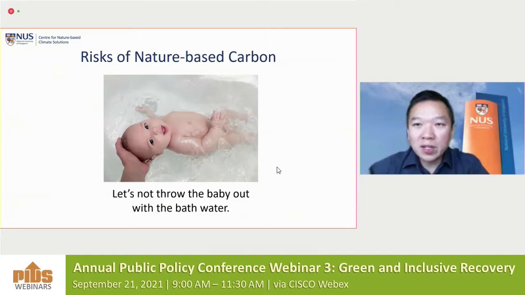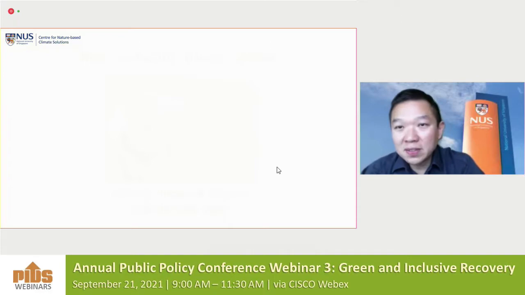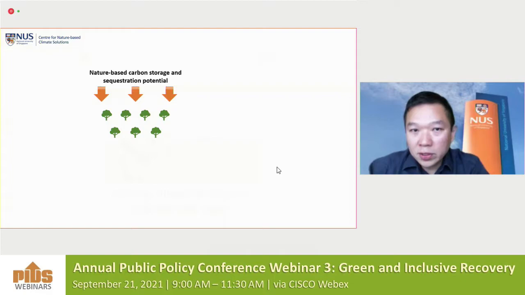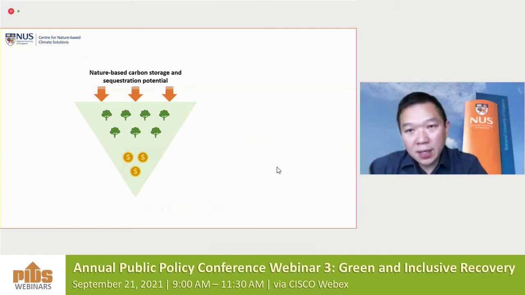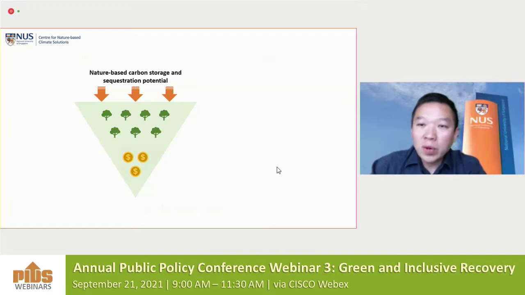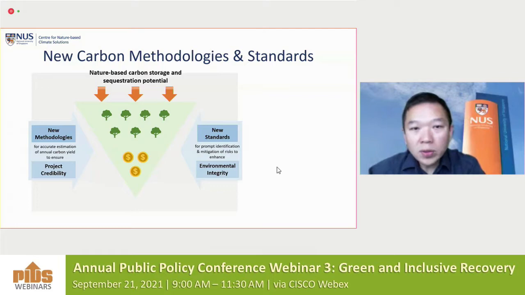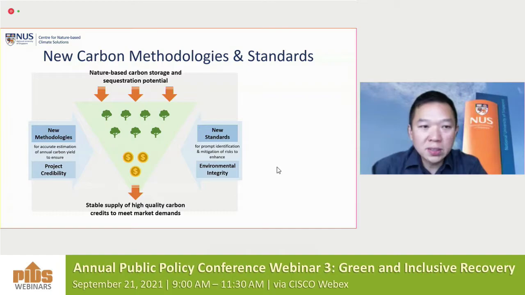As we had discussed earlier, nature-based climate solutions are essential for us to achieve the Paris climate goal. And carbon finance is a promising way of shifting capital to fund forest protection and reforestation efforts. But not all carbon projects are effective and successful, which is why we need carbon accounting methodologies and standards to ensure the credibility and integrity of nature-based carbon projects and products. Only then can we ensure a stable supply of high-quality carbon credits to meet market demands.